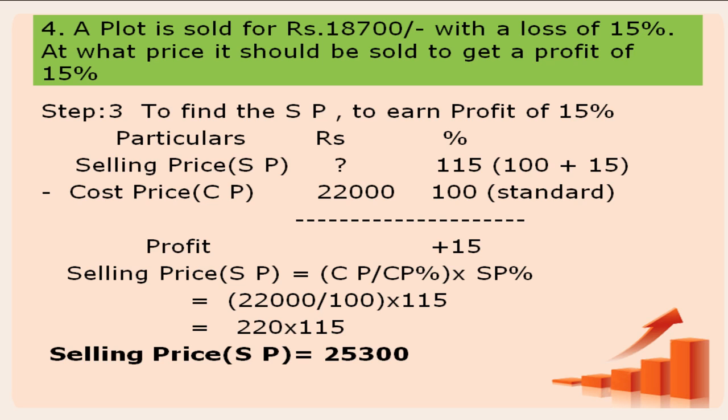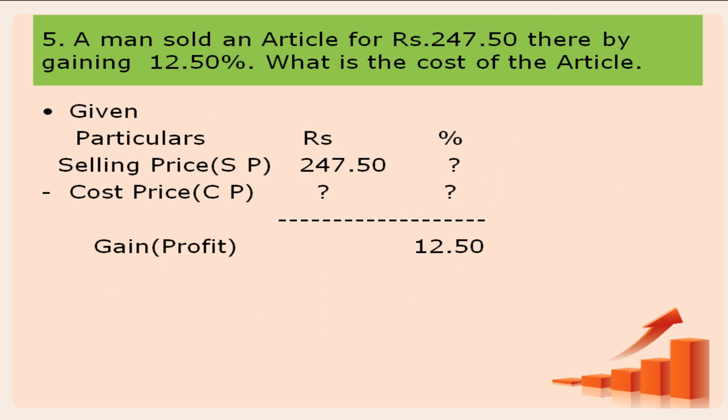Now we are going for the next situation. A man sold an article for rupees 247.50, thereby gaining 12.50 percentage. What is the cost of the article? Now the given information is selling price in rupees is 247.50 and gain or profit in percentage is 12.50. We have to find out the cost of the article. So we are going for the next step.